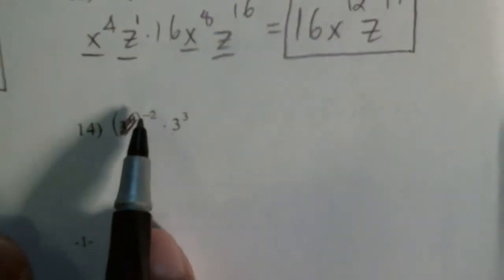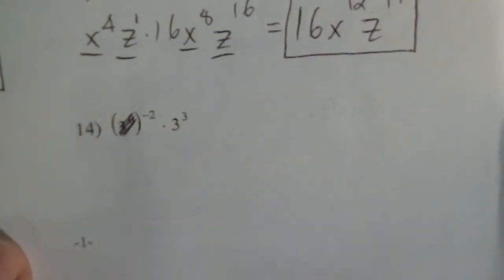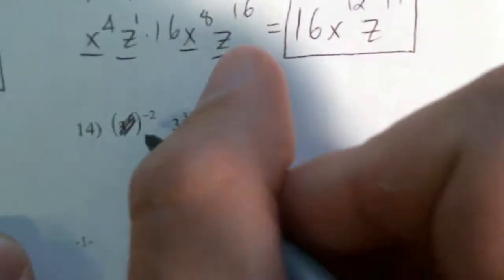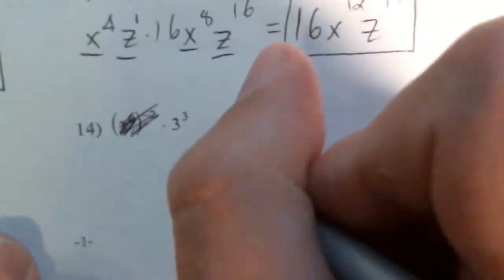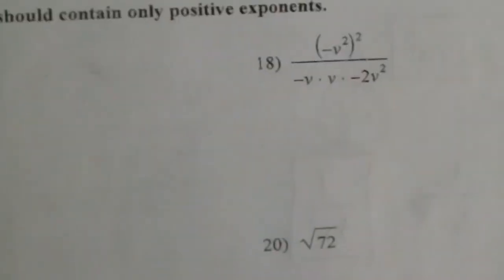Okay. Anything raised to the 0 is a big fat 1. So I basically have 1 to the negative 2. 1 raised to any power is a big fat 1. So this whole thing is just a 1. So I just have 3 cubed, which is 27. That's pretty easy. Okay. Check it out on the back.